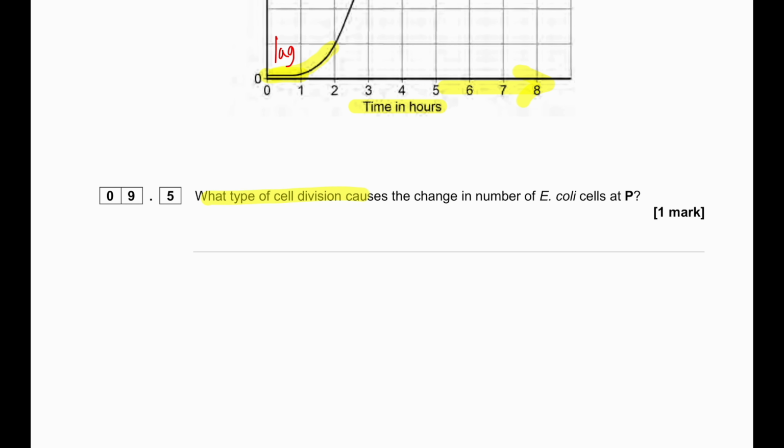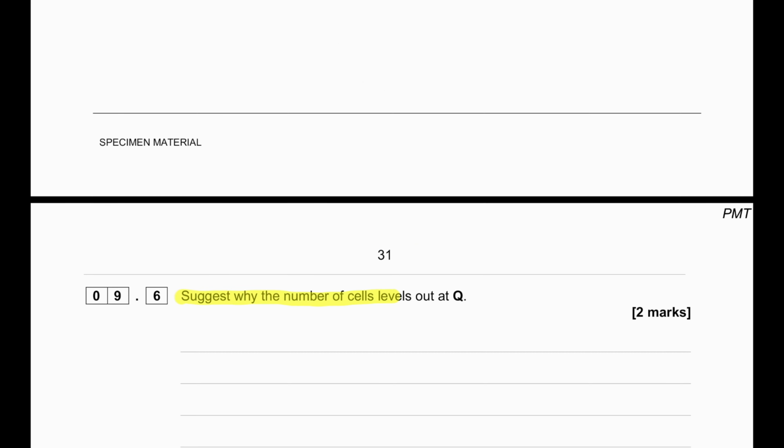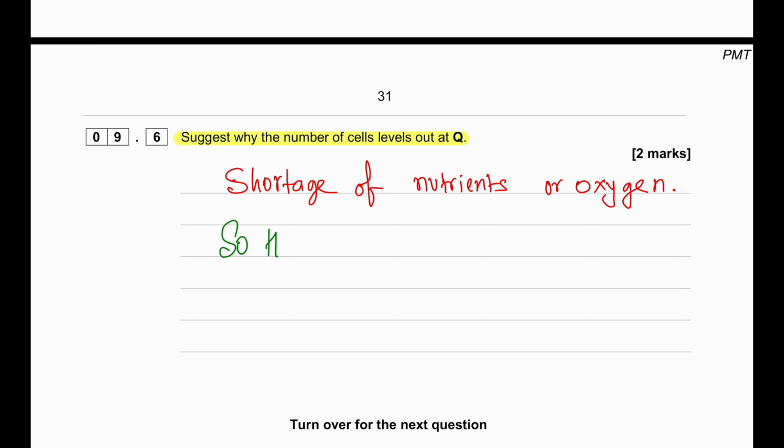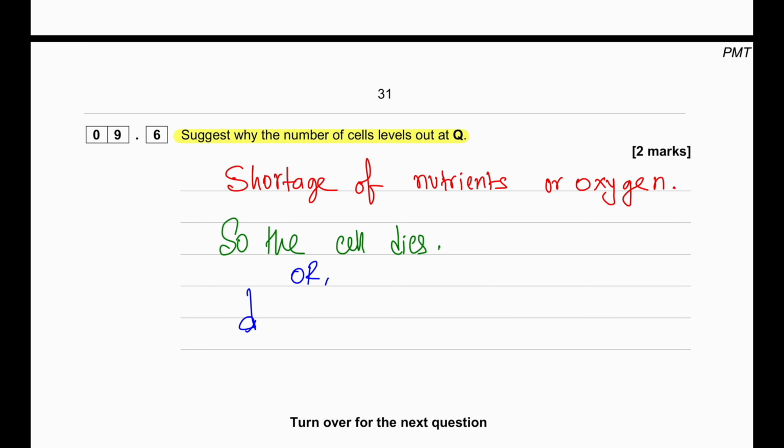What type of cell division caused the change in number of E. coli from cells at P? So definitely we will say binary fission. Bacteria divide by binary fission, and E. coli is a bacteria. Suggest why the number of cells level out at Q. The number of cells may have leveled out due to shortage of nutrients or oxygen, or the death rate became equal to the rate of cell division.